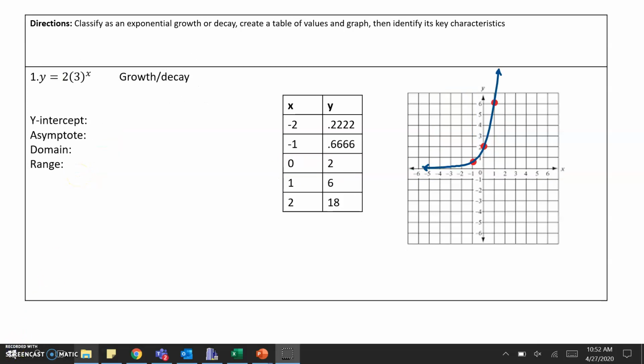All right, one more example here. I'm giving you a couple more examples in this video than normal, but I want to make sure that you guys are able to identify all the important characteristics of the exponential function.